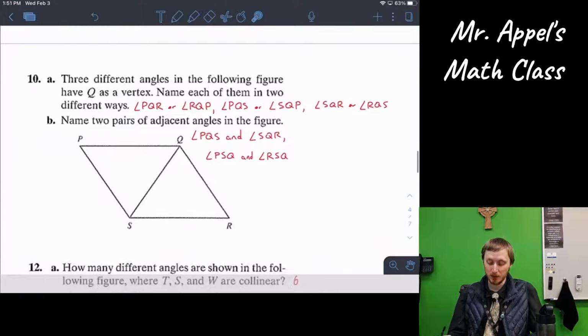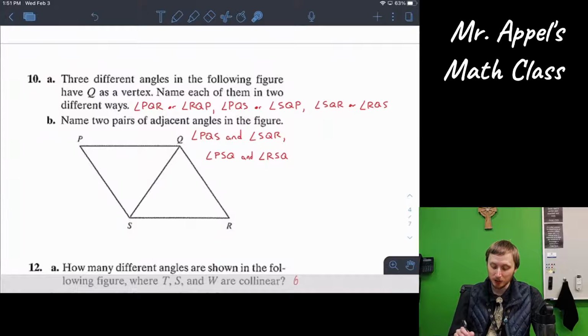Number 10 presents us with this quadrilateral figure here, and asks us to name all the different angles with Q as the vertex. We could have PQR or RQP, right? You can go backwards. Doesn't make a difference. PQS and SQR. Now the adjacent angles will be the ones centered around Q and S. So we have PQS and SQR, and PSQ and RSQ.